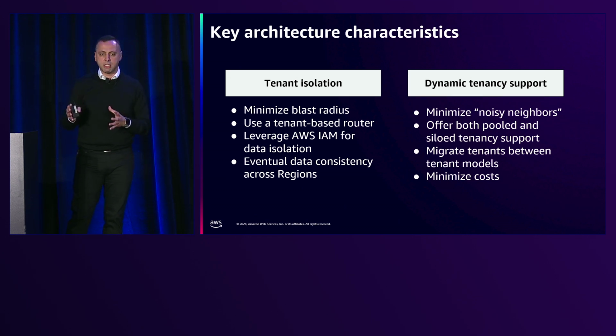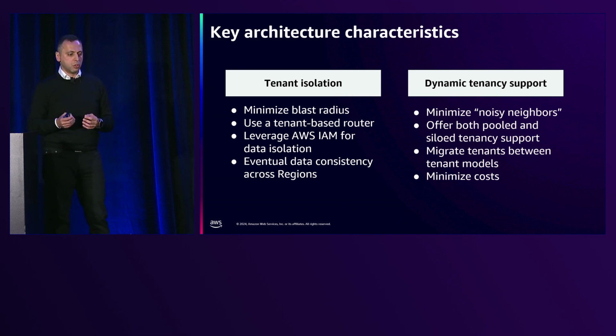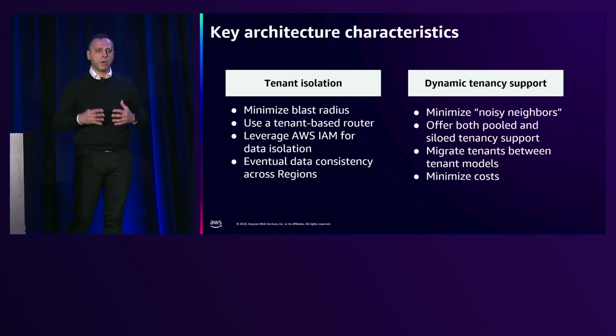On the tenancy support side, again, we wanted to support multiple tenant models, so we wanted to go with both a silo and pooled approach. Also, we wanted to minimize the noisy neighbor. When we know that we have specific customers that have higher transaction rates, we wanted to make sure that we are designing for them. And lastly, we wanted to have the ability to migrate our tenants across those models.